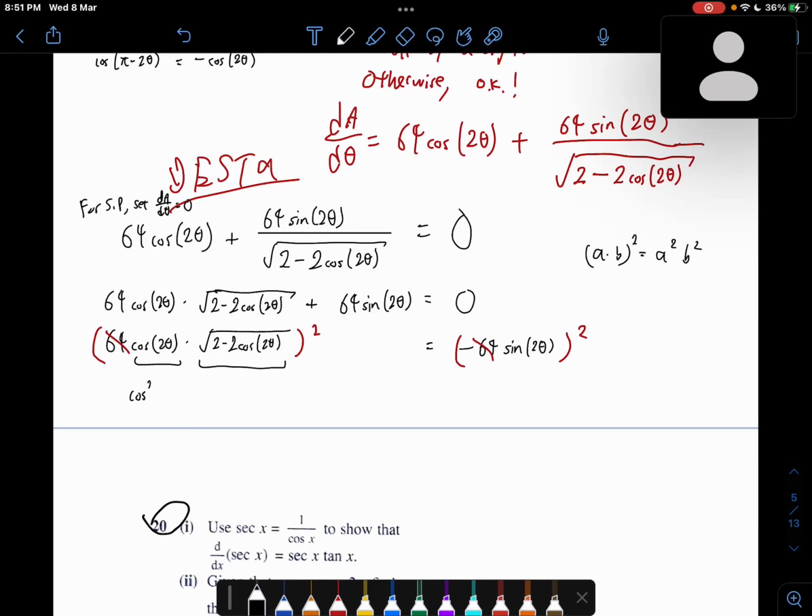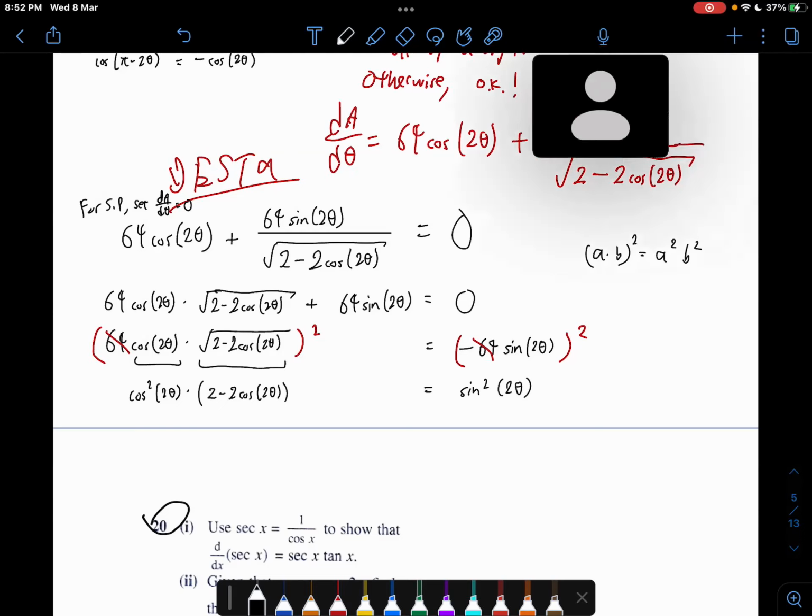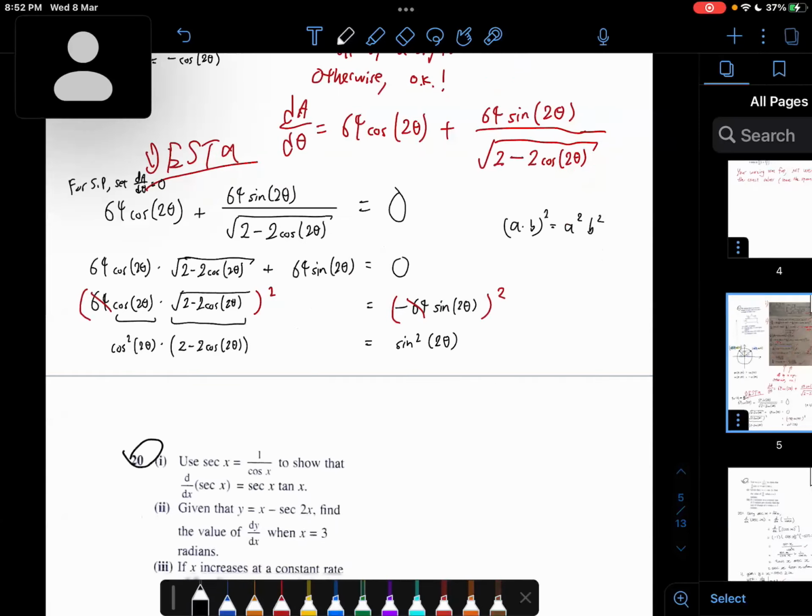So that will be cosine square 2 theta times the square root squared, they cancel off, but don't forget the bracket: 2 minus 2 cosine 2 theta. Next one, negative sine 2 theta bracket square, so it's sine square 2 theta, positive. Exactly. Good. Oh, this will be a cubic. Not so good. We just add a page.